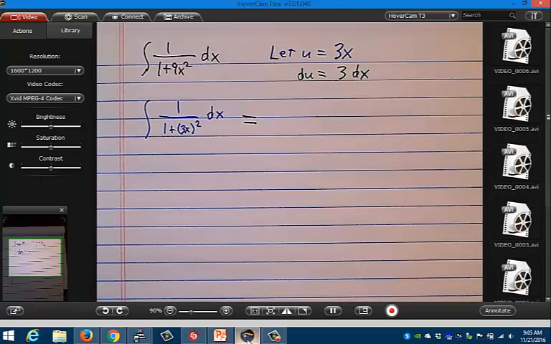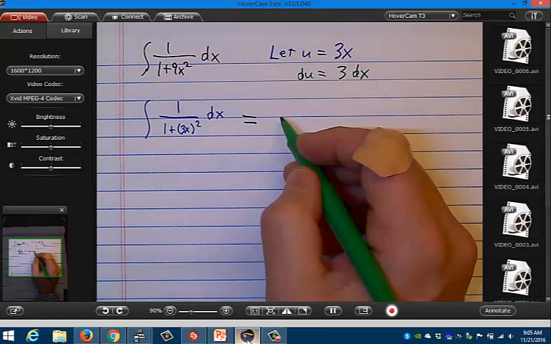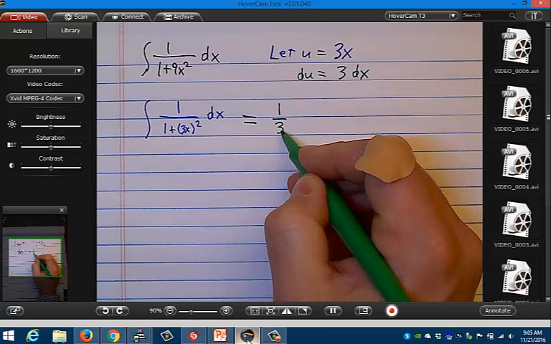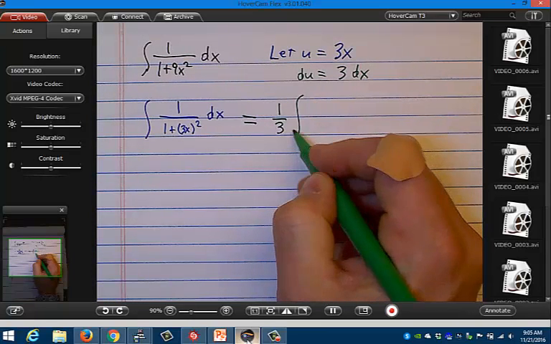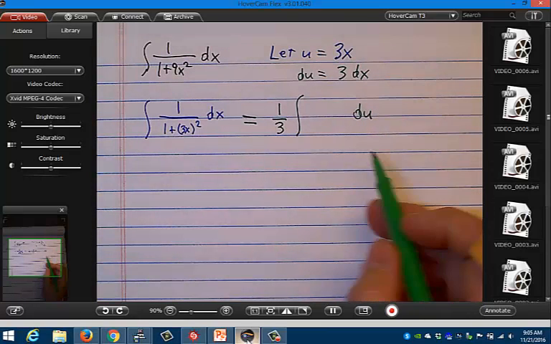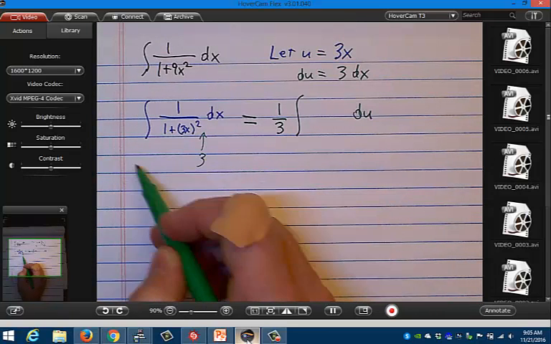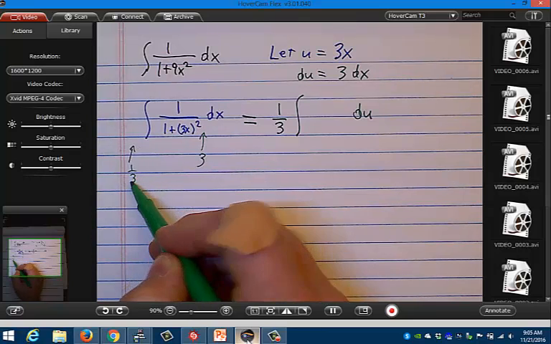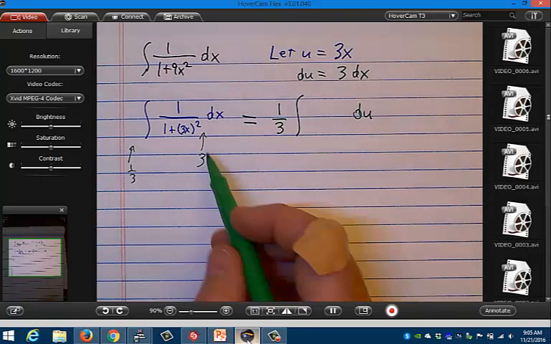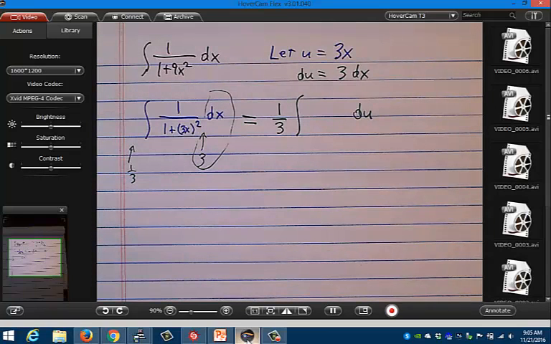So this integral is equal to, when I change to the world of u, 1/3 the integral of something du. Does that make sense? Again, because to get that 3 there, I need a 1/3 also. That's kind of in my mind. The 3 dx is going to become the du. That's okay? All right. So now what do we do?